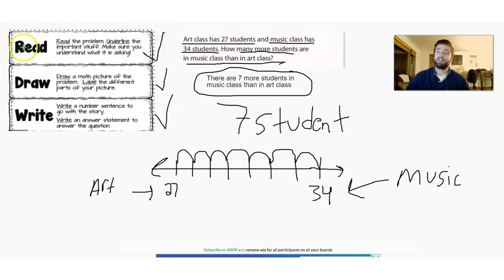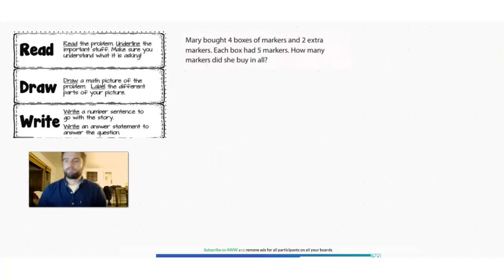Let's move on to the next one, and let's try this strategy with a 2-step word problem. It's going to be challenging, but I think we can do it. All right, time for our first 2-step problem. This means we're going to have to do 2 different operations in order to solve it. Let's pay close attention while we read it and underline the important parts.